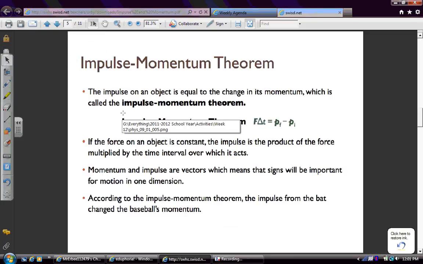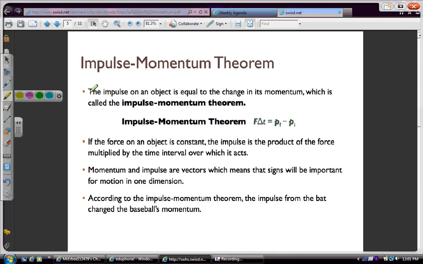Okay, so the impulse momentum theory is basically going to take these 2 important equations and put them together. So right here, go ahead and highlight what you need to write. That the impulse of an object is equal to the change in its momentum, which is called the impulse momentum theorem. And that equation is right here. So you'll want to write the equation for the impulse momentum theorem is force times the change in time is equal to Pf, which is final momentum, minus Pi, which is initial momentum.